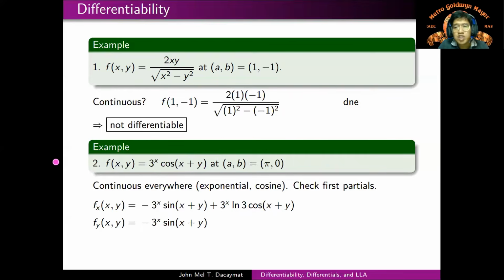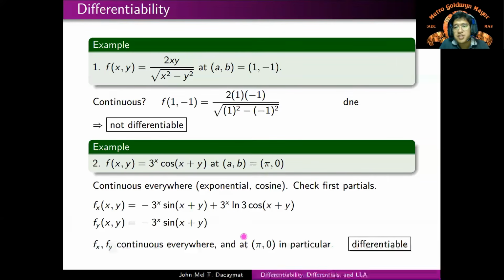Now, originally, I'm checking for the first partials at pi 0. But if you look at your first partials here, yung general forms nila, you can immediately see that they are continuous everywhere because the only terms involved, no, are polynomials, sine and cosine and exponential. Okay? So, in this case, tapos ka na, no? Continuous everywhere, and in particular, your first partials are continuous, no, at pi 0. Therefore, differentiable. Not just in pi 0, but actually differentiable everywhere.